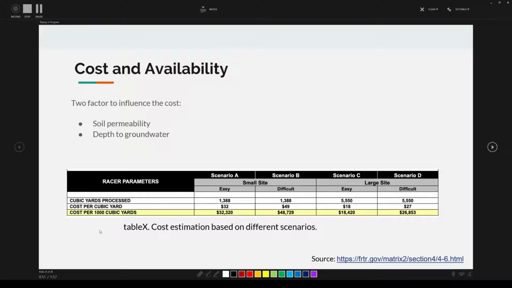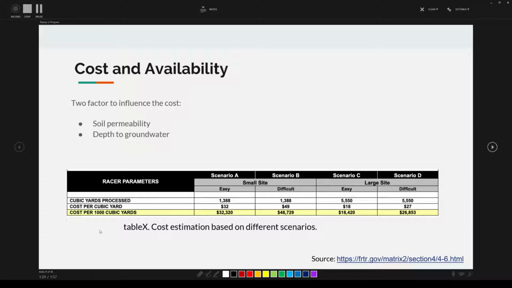Let's look at the table. A sample shows a small site can treat 1,388 cubic yards, while a large site can treat 5,550 cubic yards. The more we treat, the cheaper the cost will be. Based on the difficulty, an easier case would be cheaper than a difficult case. For example, treating a high permeability soil is easy, but treating a heterogeneous soil is more difficult.